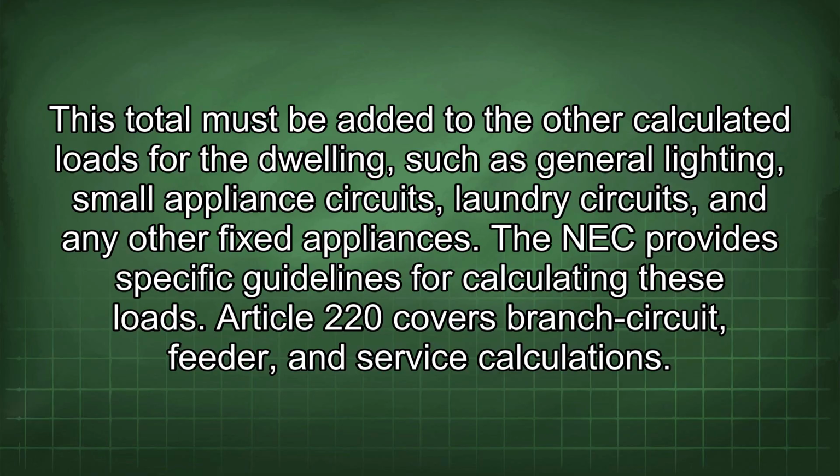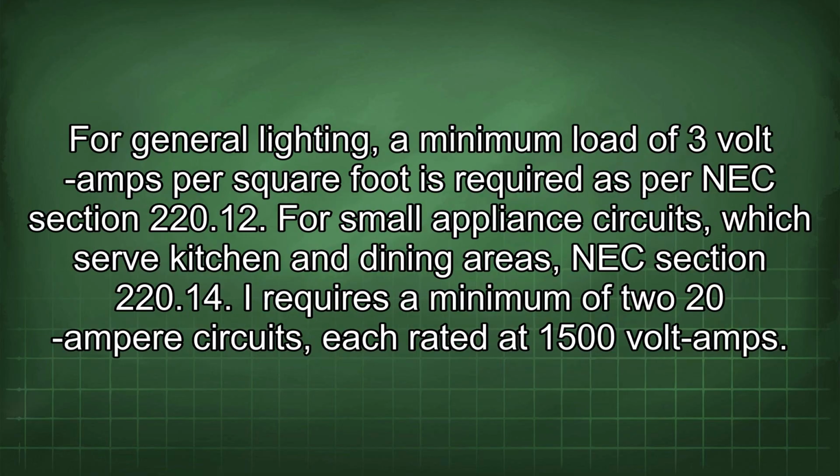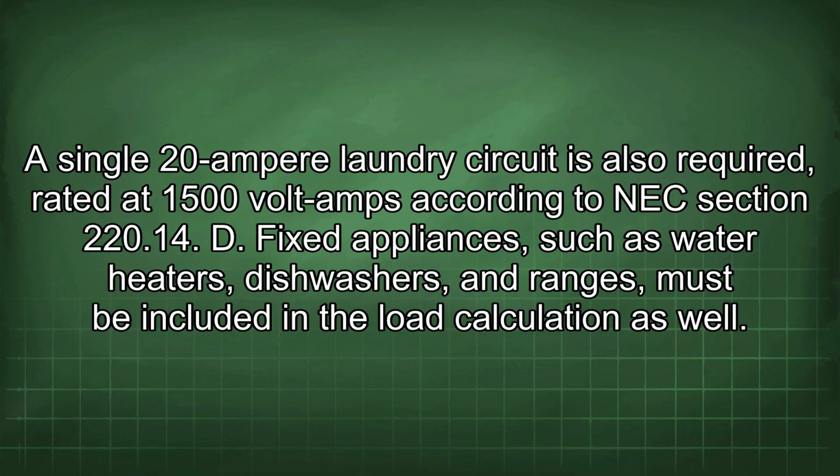The NEC provides specific guidelines for calculating these loads. Article 220 covers branch circuit, feeder, and service calculations. For general lighting, a minimum load of 3 volt amps per square foot is required as per NEC section 220.12. For small appliance circuits, which serve kitchen and dining areas, NEC section 220.14 requires a minimum of two 20 ampere circuits, each rated at 1500 volt amps. A single 20 ampere laundry circuit is also required, rated at 1500 volt amps according to NEC section 220.14.